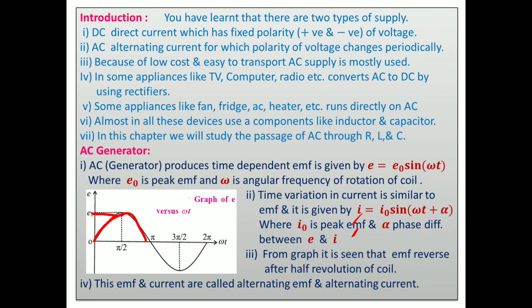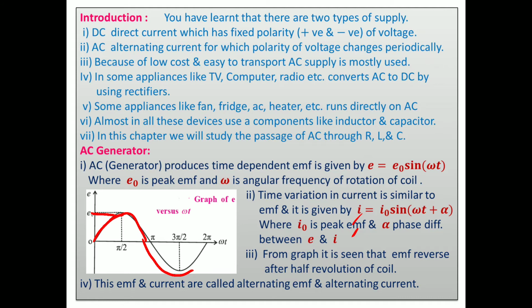Thereafter, in the next half cycle, what happens? It goes from pi to 3 pi by 2, to the negative peak value, like this. And again from 3 pi by 2 to 2 pi, it comes to 0. Then we say that it is one complete cycle. How many cycles happen in our home MSCB supply? 50 Hertz means 50 cycles per second. From the graph, it is seen that EMF reverses after half revolution of the coil.